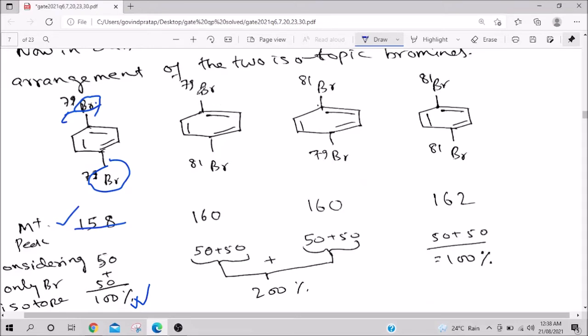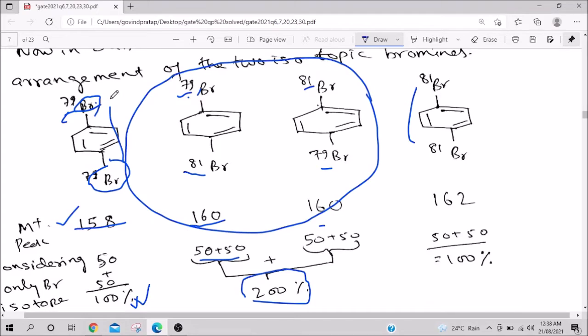Now, another possibility is top one has 79, down one is 81. Another possibility is top is 81, down is 79. So this arrangement, where one of them has 79 and the other has 81, has twice the probability than having both the same, 79, 79 or 81 and 81. So here 79 plus 81 is 160, 81 plus 79 is again 160. 79 is 50%, 81 50%, 100%, again 50%, 50%, 100%. So the total peak intensity should be 200%, if this is 100%. Similarly, this also will be 100%.